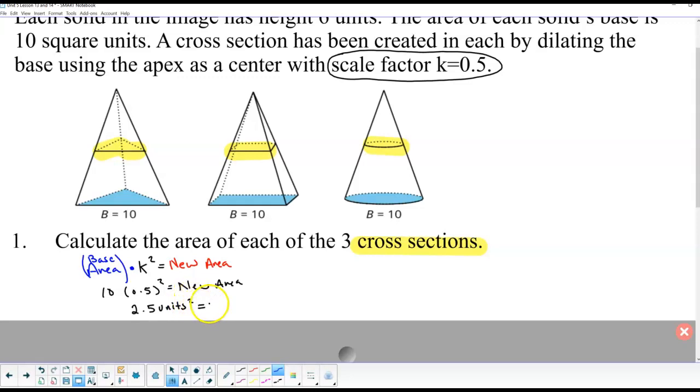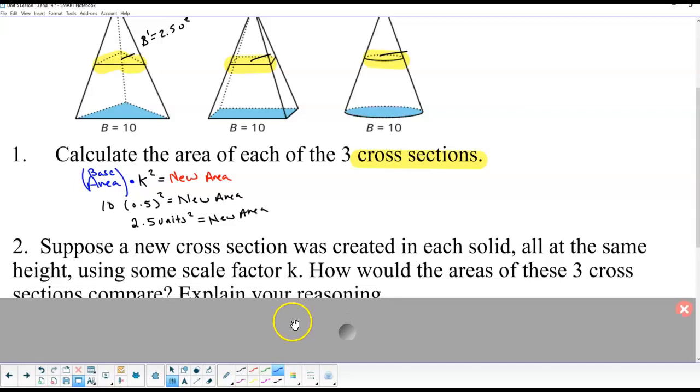So the new area of each one of these cross sections, we could call that B prime, the area of the base dilated, is 2.5 square units. And it would be the same for each one of these. They would all be 2.5 square units.